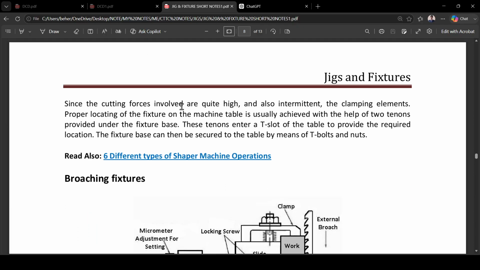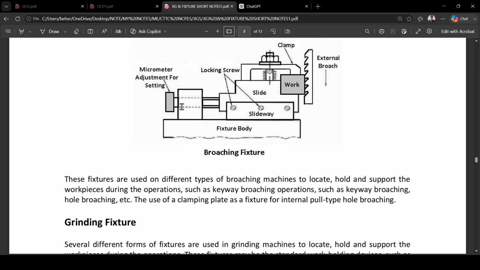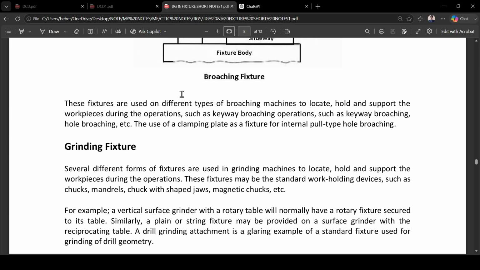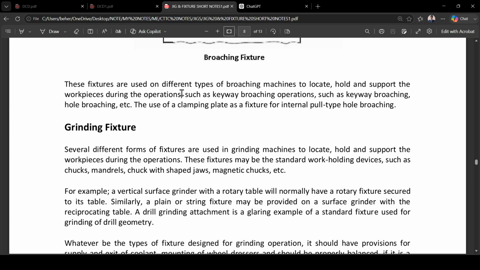And what is broaching fixture? So this is the broaching fixture.